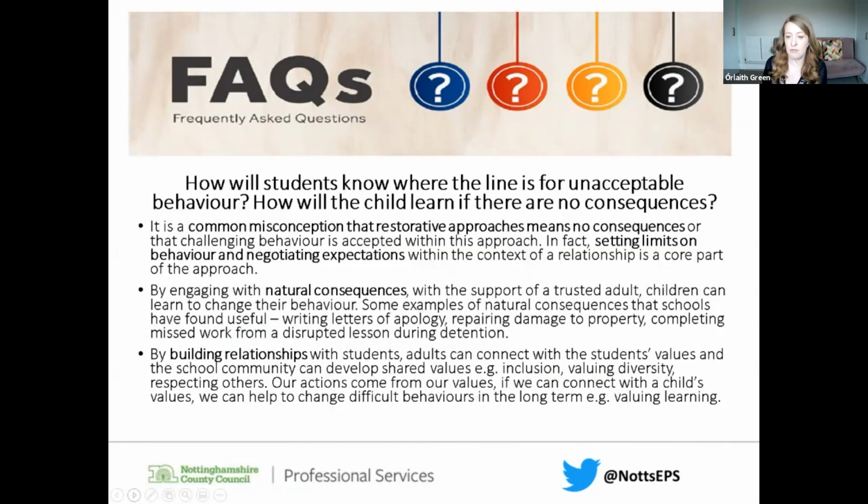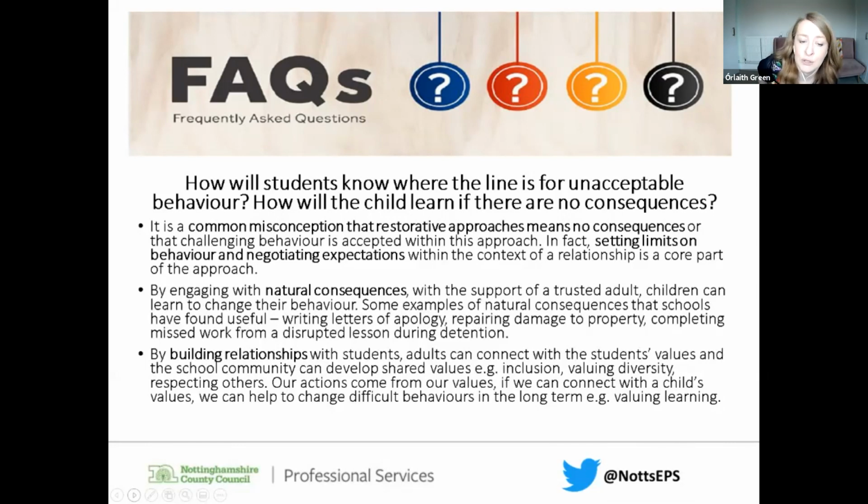So the questions and answers have been written by school and education staff. So one of the biggest FAQs that staff told us they were asked, and also they asked themselves when they were starting out using relationship-based approaches, is how will students know where the line is for unacceptable behaviour? And how will a child learn if there are no consequences? So this again is this misconception that restorative approaches mean no consequences. And so it's really useful if we get asked this question to really highlight the fact that setting limits on behaviour and negotiating expectations within the context of a relationship is a core element of the approach. And really to start exploring the idea of natural consequences.